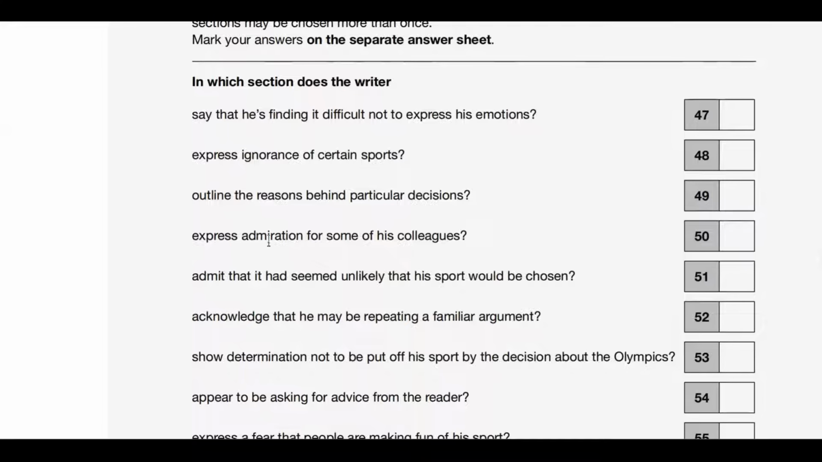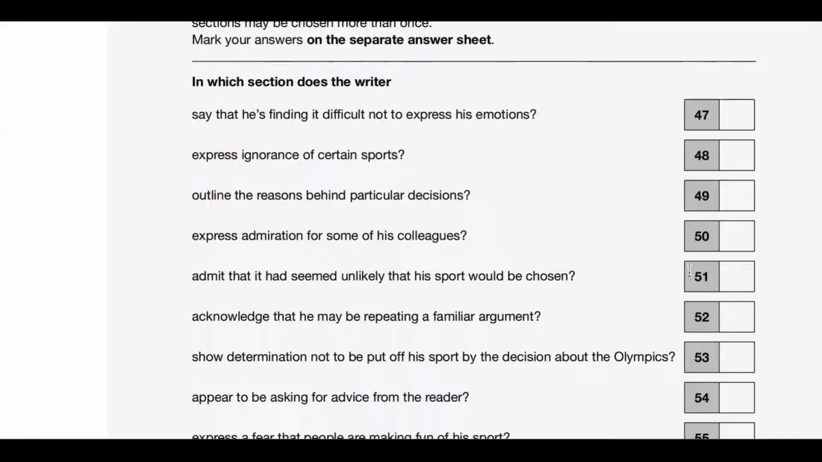50, expresses admiration for some of his colleagues. So one of the writers thinks of his colleagues in a positive light. Okay, perhaps he did something good, perhaps he participated in a particular sport, perhaps he was a winner of something, and expressing admiration is a definite positive feeling towards someone.